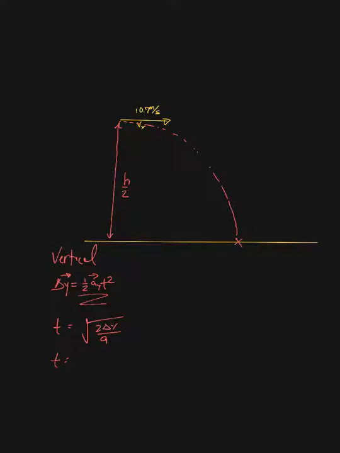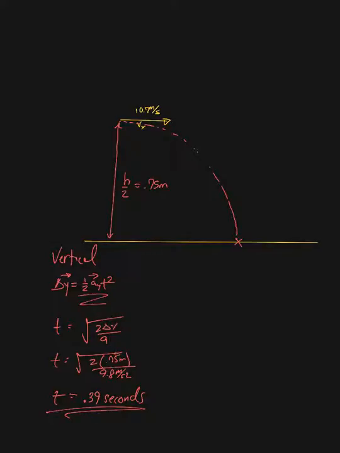Are we given real numbers for this? Yes, h equals 1.5. So what's half of 1.5? 0.75. So we know the height is 0.75 meters. So t is the square root of 2 times 0.75 meters divided by 9.8 meters per second squared. Let's see what that time is for this projectile to hit the ground. We get t equals 0.39 seconds, and that's the time to hit the ground.